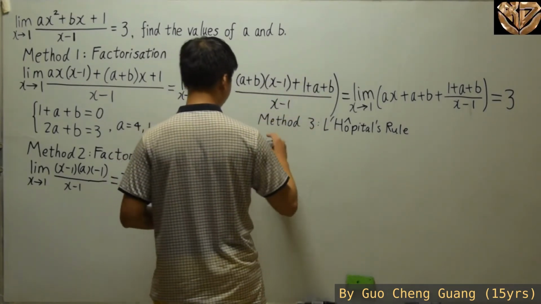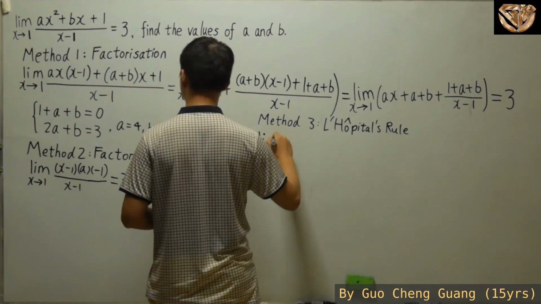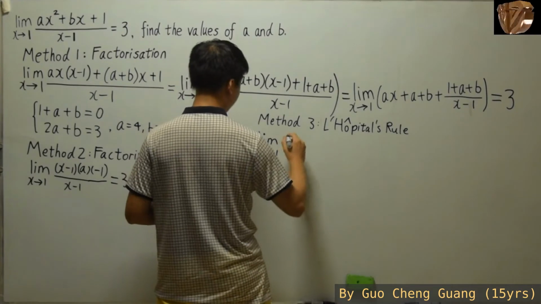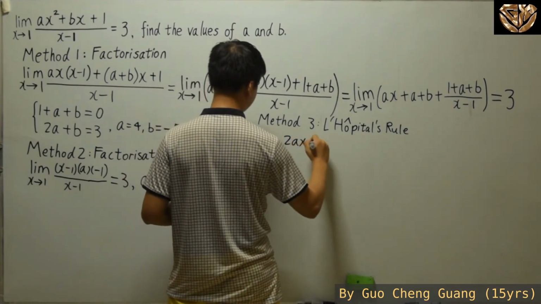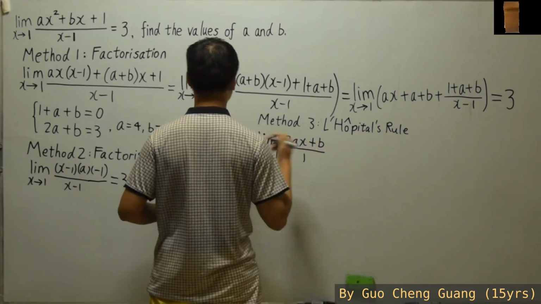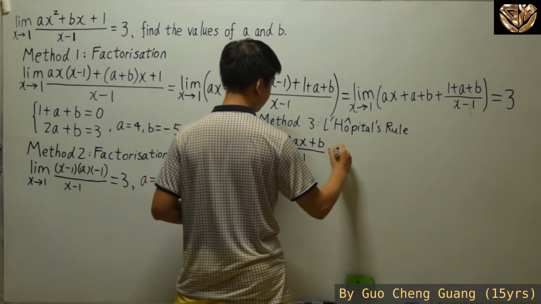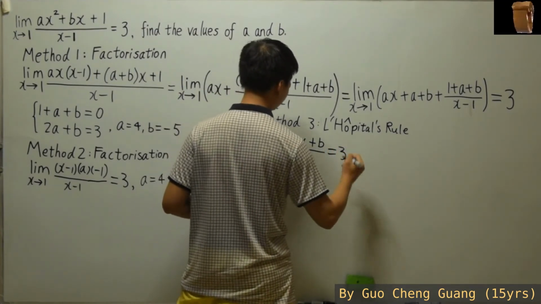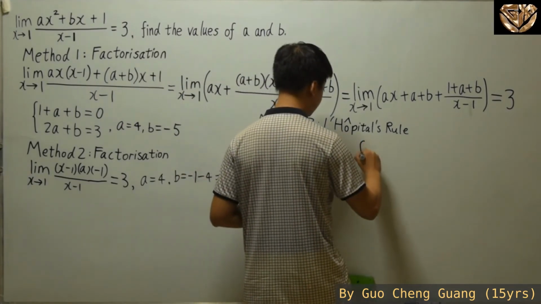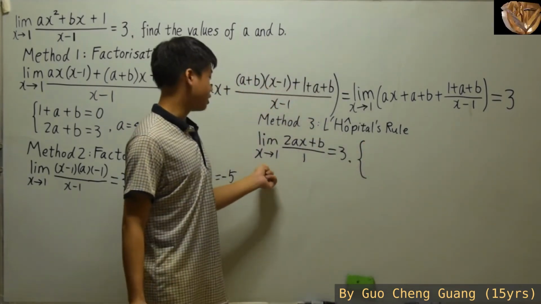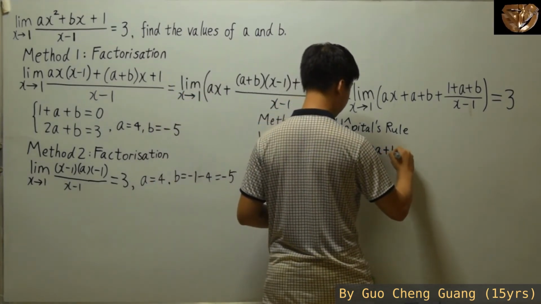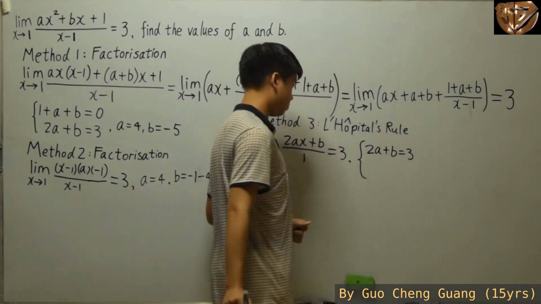And thus, using L'Hopital's rule, we will have the limit as x approaches 1 of 2ax plus b divided by 1, since x minus 1 differentiated is just 1. And this is equal to 3. And from here, you get another set of simultaneous equations. Since now you can just substitute x in to get 2a plus b is equal to 3.